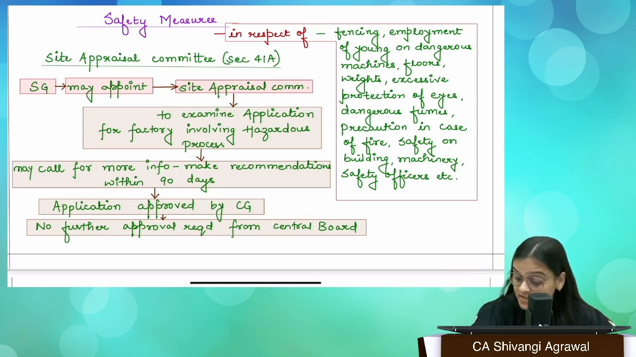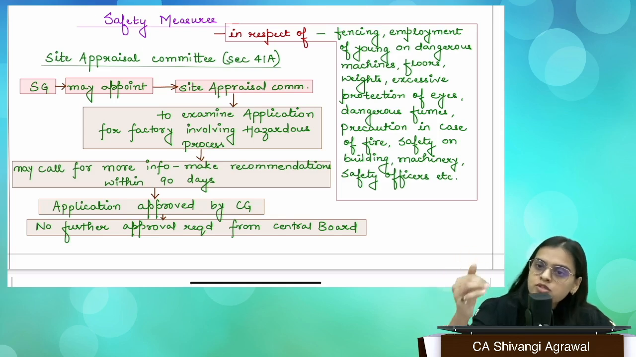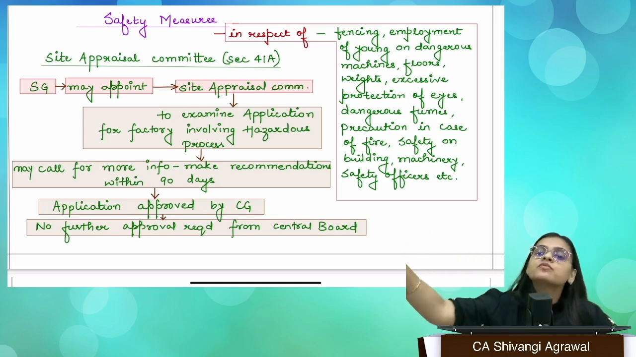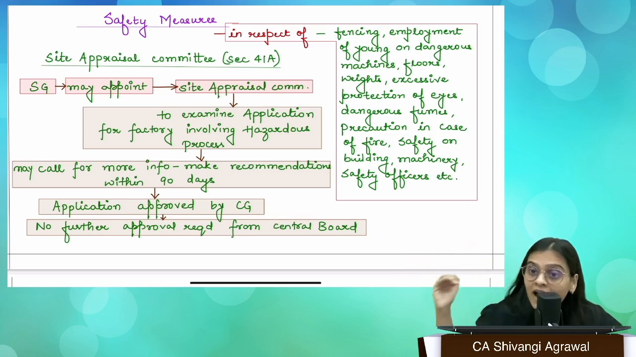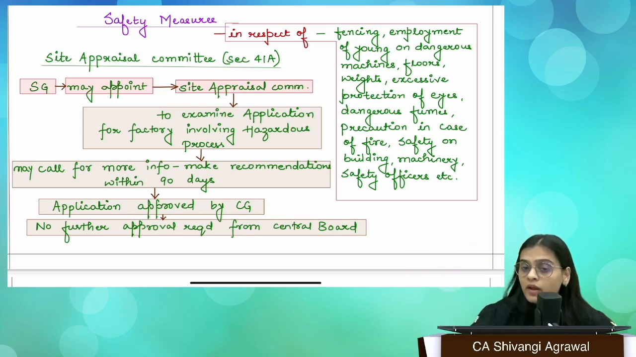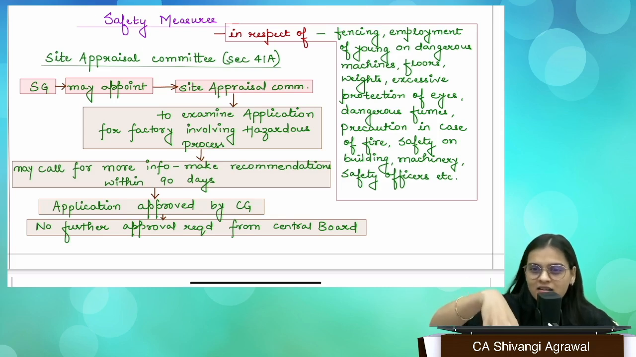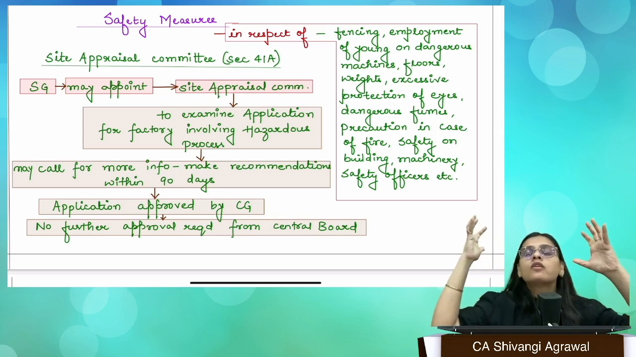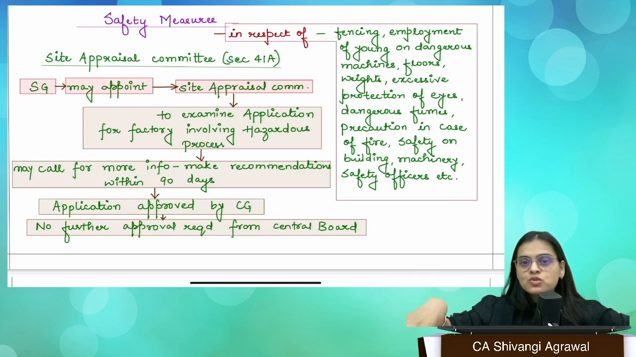Then, excessive weights should not be lifted by people, right? So the state government can also prescribe rules on the maximum weight which may be lifted by men, by women, by adolescents employed in the factories. And there should not be openings in the floors, like pits on the ground, right? Because if somebody is carrying a lot of weight and walking there, and there is a huge opening somewhere in the floor, he might fall down and hurt himself, right? So there are all these safety measures which need to be taken care of.